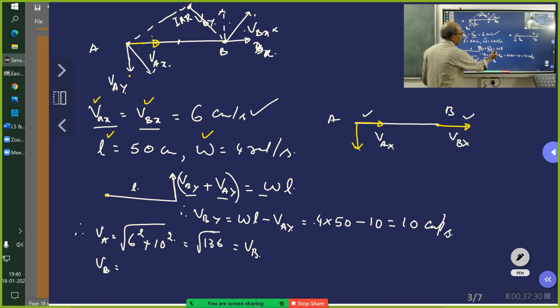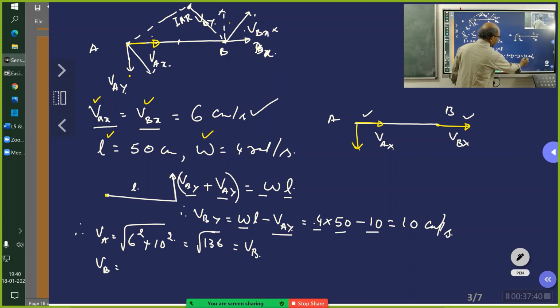So this component, relative velocity, Vby plus Vay, will be the total component in this range. And that must be equal to omega into L. Omega and L are given. So Vby will be equal to omega L minus Vay. So omega is 0.4, this is 50, and minus 10 you get 10 centimeters. So we found Vby. Vby and Vay are 10, and Vbx and Vax are also the same. So this will be the square root of 6 squared plus 2 squared, because the angle is 90 degrees. So you get Vb as root of 136. Of course, you have to write it in vector form and all that. Let us keep it like that.